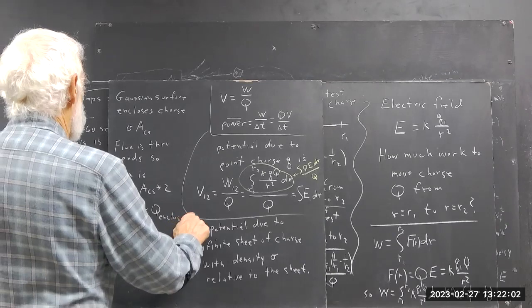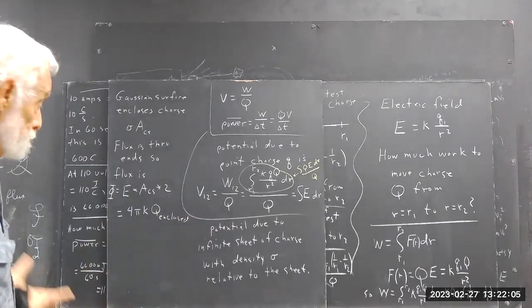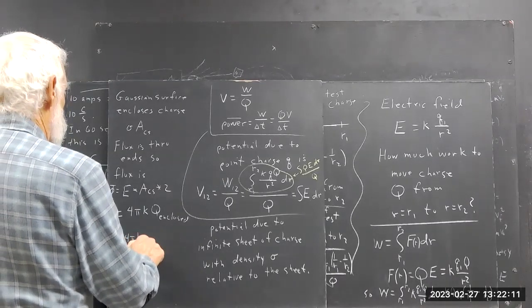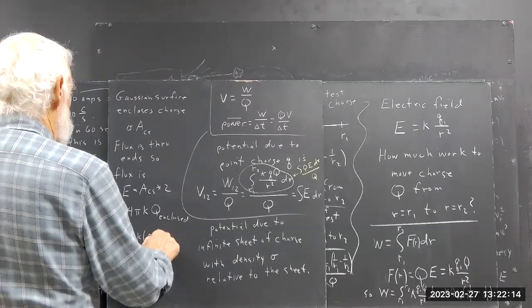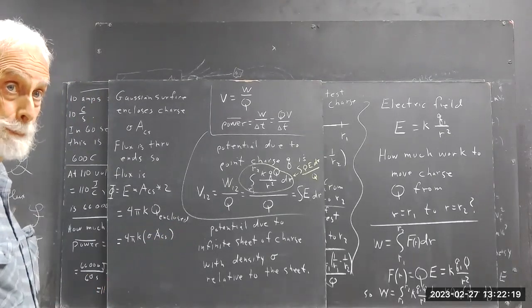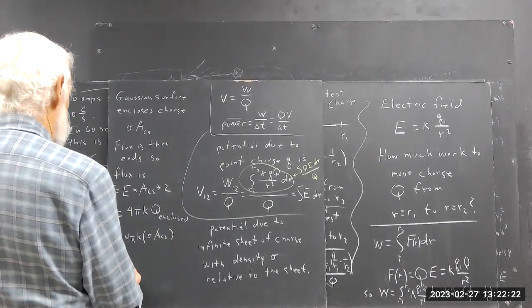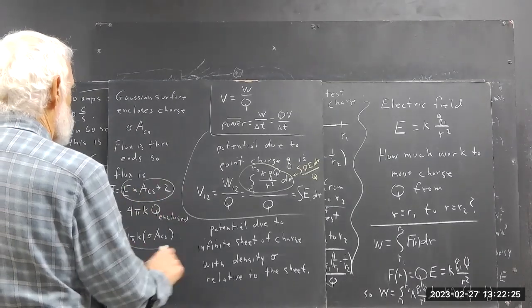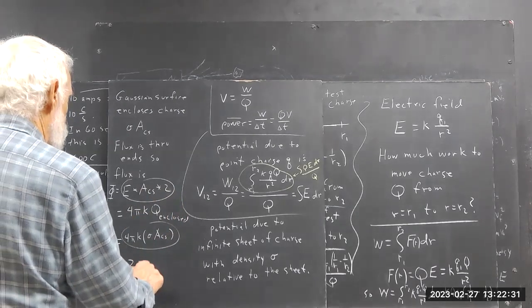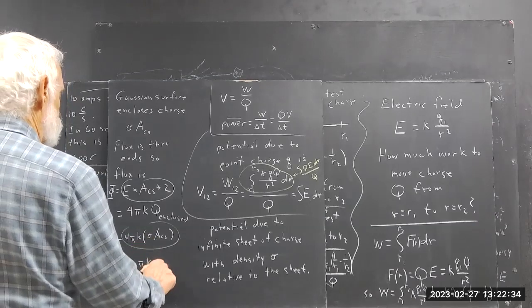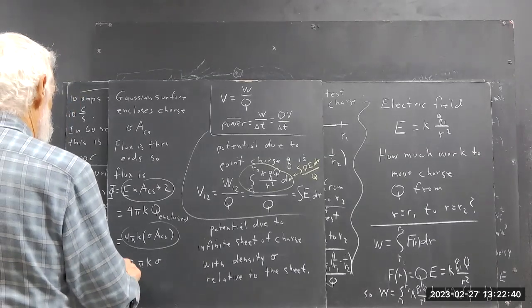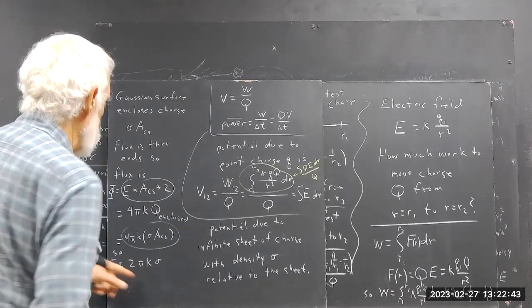There's your universal relationship. Four pi k sigma times the cross-sectional area. So this is equal to this. You got a 2 here in the cross-sectional area, so you divide both sides by 2, you get 2 pi k. E equals 2 pi k sigma.